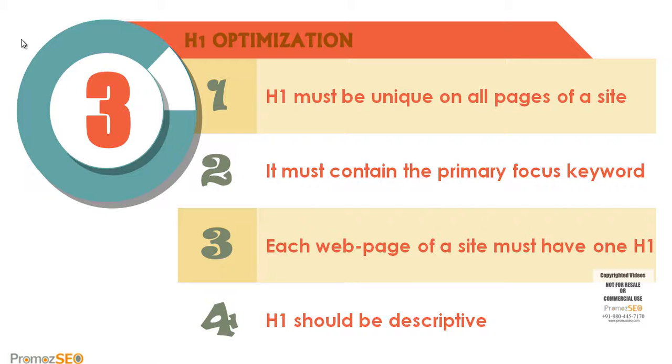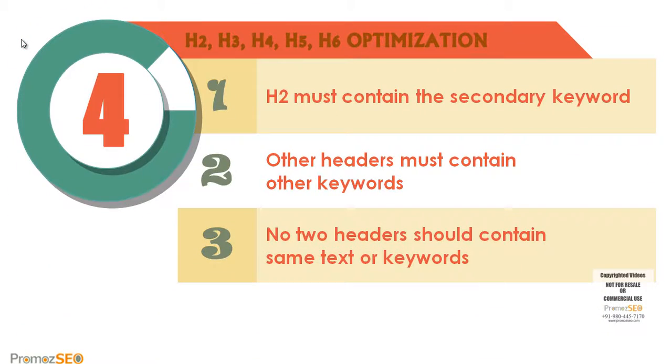So it should be descriptive. Next point is other headers, other paragraph headers from H2 till H6. On H2 you should use the secondary keyword, the second best keyword which you have after you have done the keyword analysis. If you are maintaining an Excel, according to the keyword data, the second best keyword you should use on the H2, and other headers must contain other keywords.